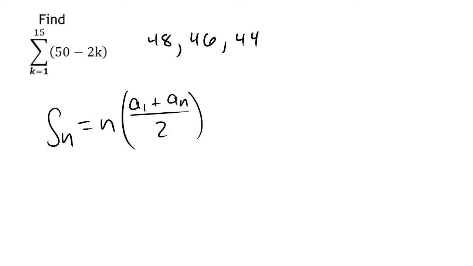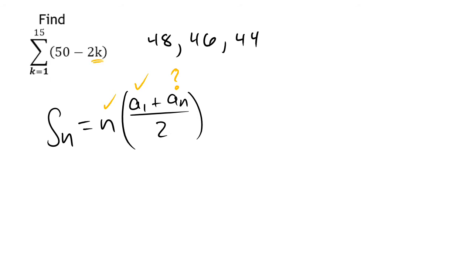I know exactly the first term, that's 48. I know that I'm using 15 terms, it's 1 to 15. And this is the only thing that I'm not sure of yet. What's the last term? That's pretty easy to get, right? Because the last term is going to happen when k is 15.